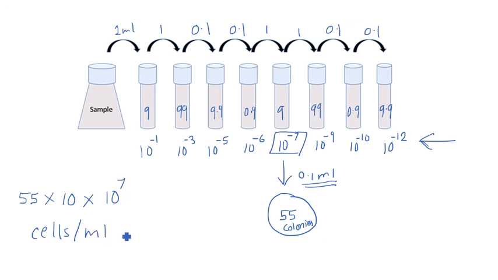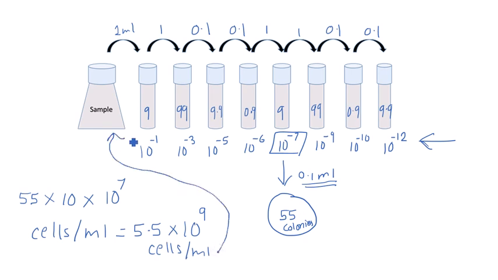And your sample is going to be 5.5, writing it using scientific notation. This is 7 zeros, 8 zeros, and then moving the decimal here, so you're going to have 5.5 times 10 to the power 9 cells per ml. This is your concentration of bacteria, or the number of cells in the original sample. And that's how you do the back calculations.